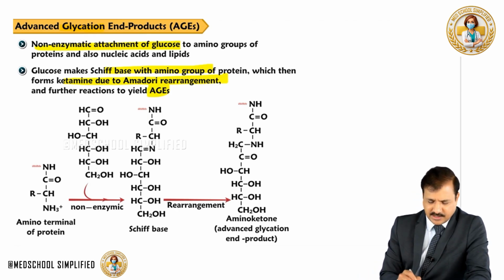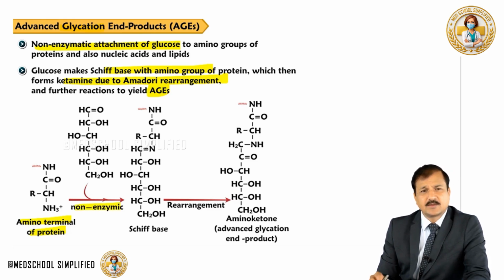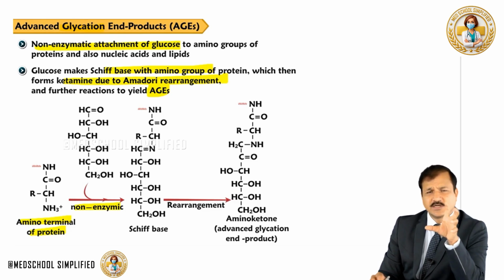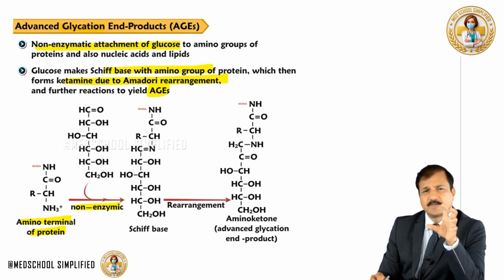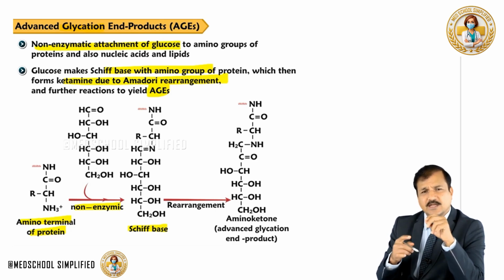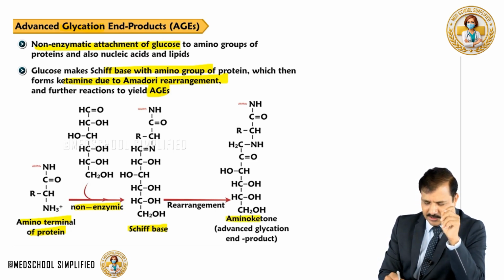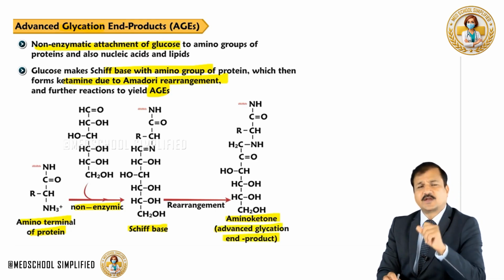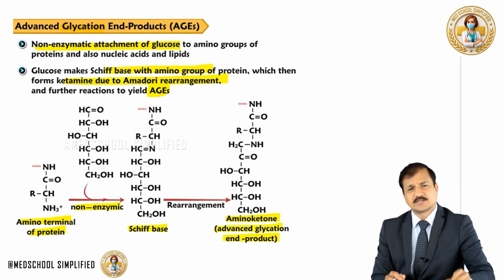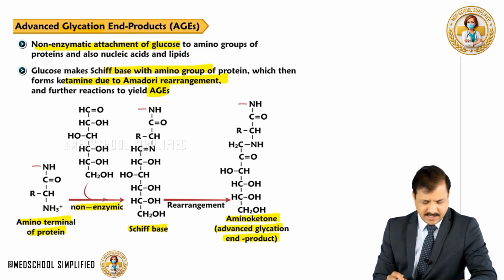So as it is shown here in the figure, amino terminal of a protein attached with the glucose in a non-enzymatic process, and that depends on the concentration of the glucose in the blood. Because higher the concentration of glucose, higher the non-enzymatic attachment of glucose to amino groups, so making a Schiff base formation, and this Schiff base is rearranged to make amino ketone, that is eventually modified, and further reactions will yield advanced glycation end products.